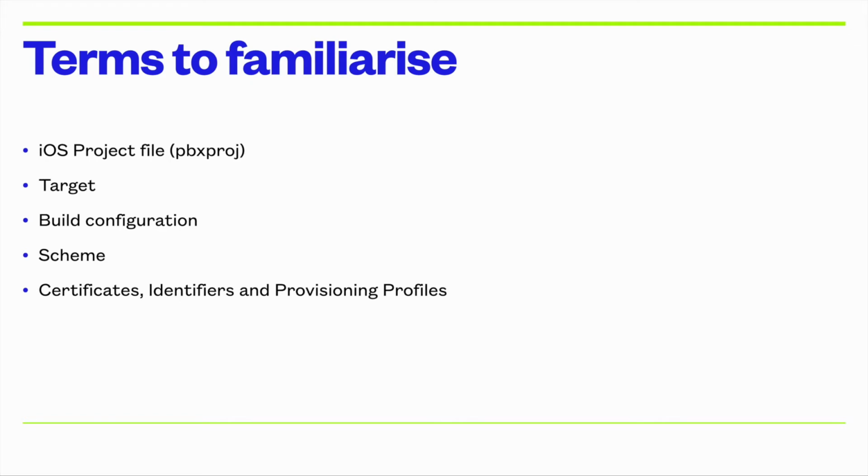In order to understand how to build the apps through command line, there are a few terms which we need to familiarize ourselves with. Some of these are pretty straightforward and already known to you all. What is an iOS project file? What is a target? What do build configurations mean? What are schemes and how are they different from targets? What are certificates, identifiers, and provisioning profiles?